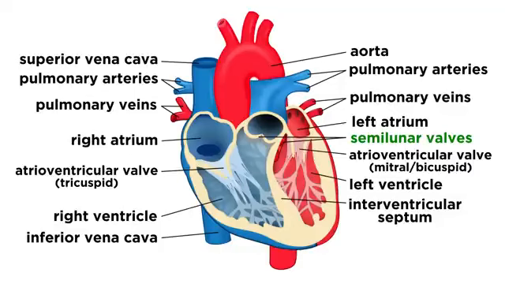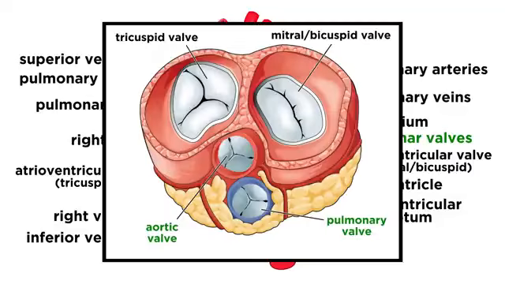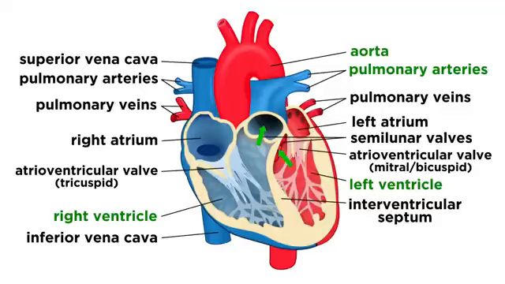There are two other valves called semilunar valves, and these are the aortic valve and the pulmonary valve. These connect the ventricles and the arteries that stem from them, preventing blood that is leaving from flowing back into the ventricle.